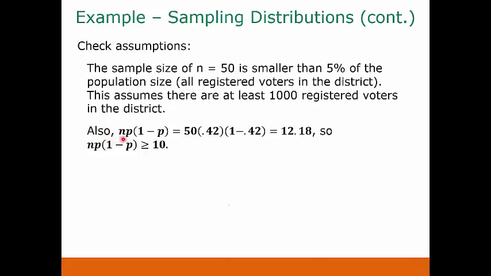The other assumption that we need to check is that n times p times 1 minus p is greater than or equal to 10. So our n was 50, our p is 0.42, and then 1 minus p is 1 minus 0.42. We multiply those together, we get 12.18. So that is greater than or equal to 10.